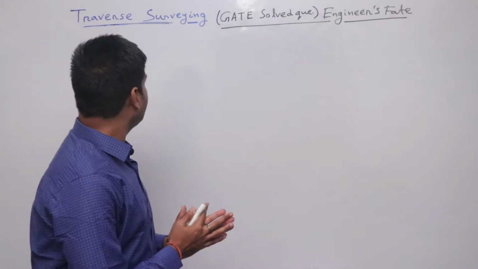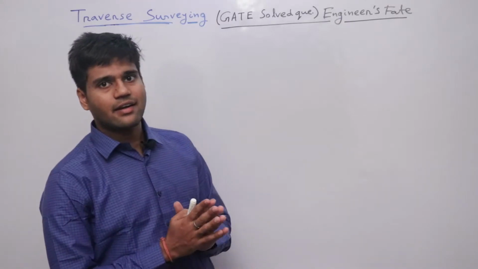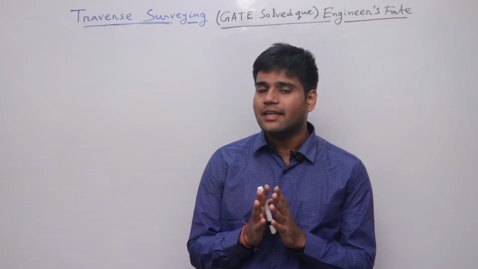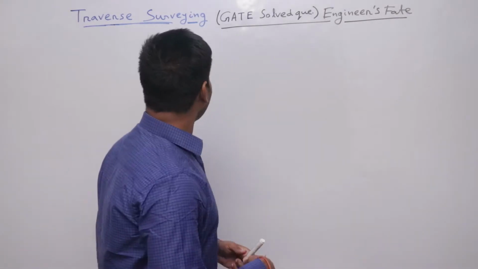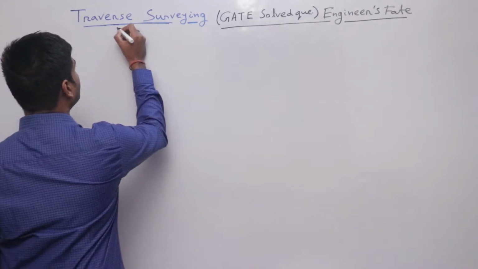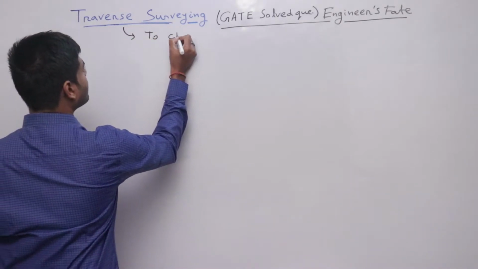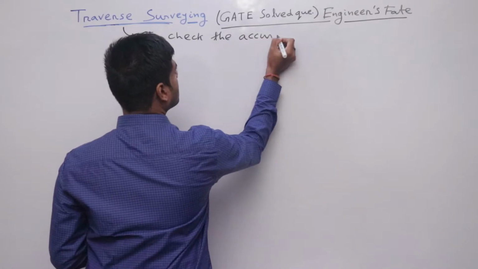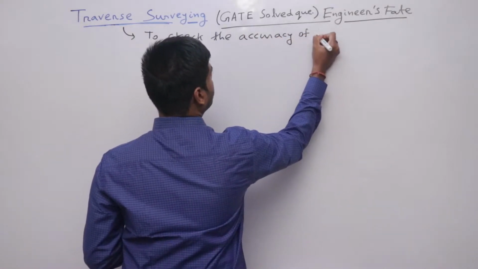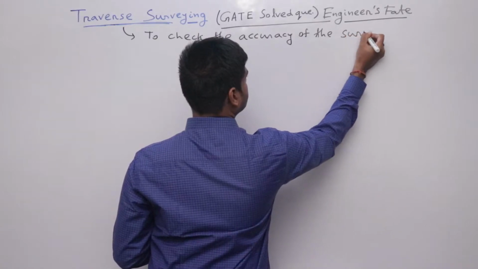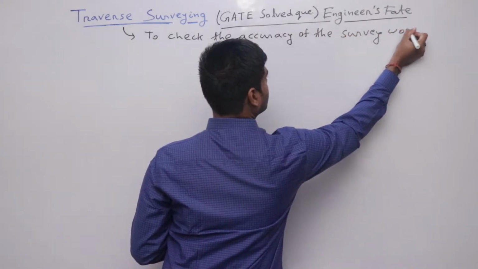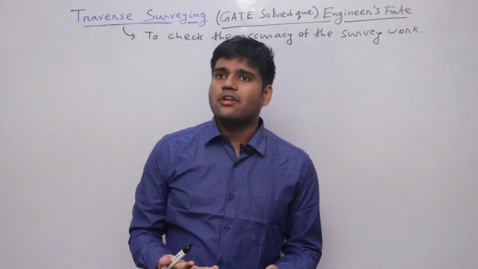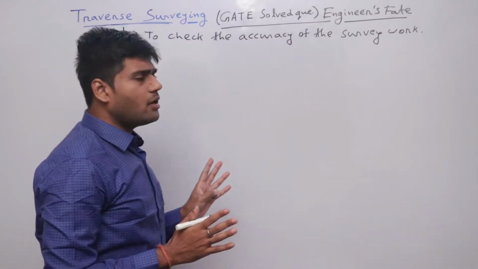So first thing is traverse surveying. So first word is traverse. So what do you mean by traverse? Traverse is nothing but a series of connecting lines. And why do we do traverse surveying? We do traverse surveying to check the accuracy of the survey work. Is this the only application? No, there are plenty of applications why we do traverse surveying, and you can read that from a textbook.